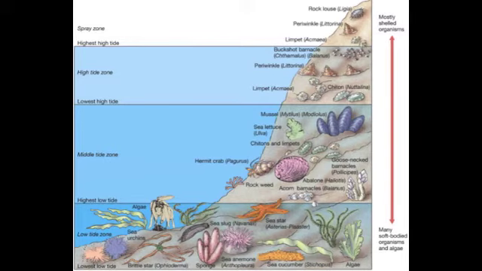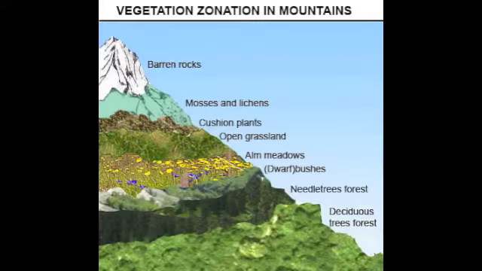Zonation is the categorization of biomes into zones based on their distribution or arrangement in a habitat, as determined by environmental factors such as altitude, latitude, and other biotic factors. Zonation can also be defined as the broad distribution of vegetation according to latitude and altitude. Primarily, the climate controls the distribution of the vegetation in a specific area.